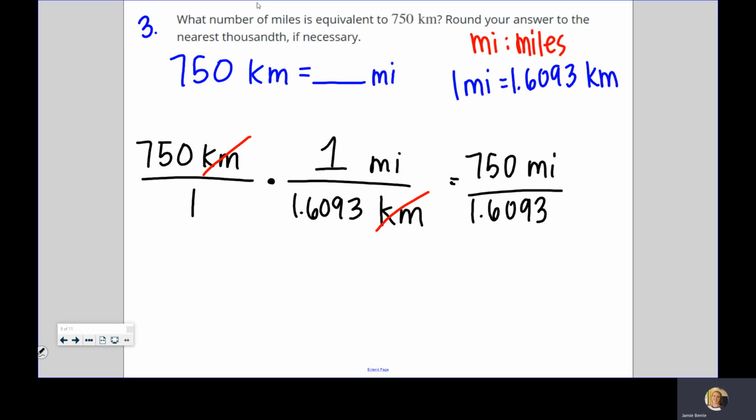All right, 3 decimal places, my bad. So 3 decimal places would be 466.041. And the units is miles.